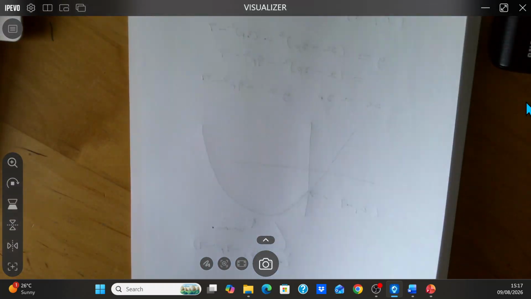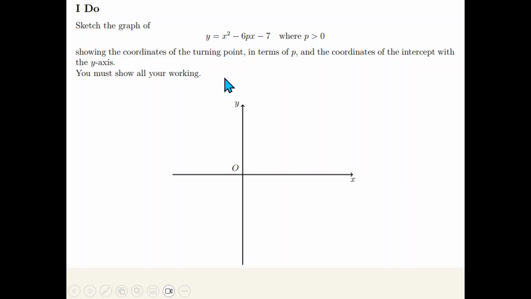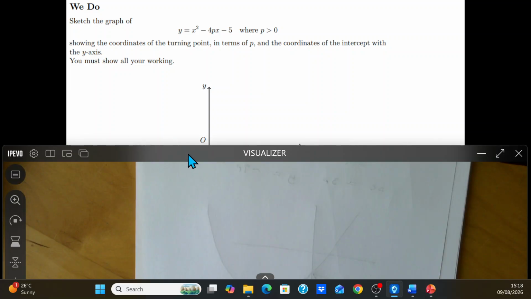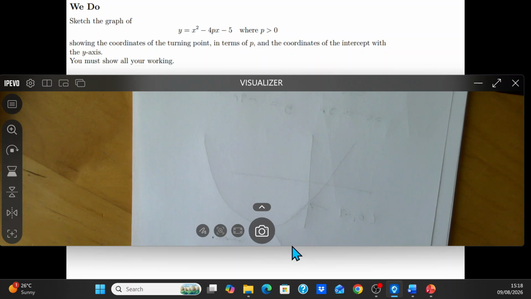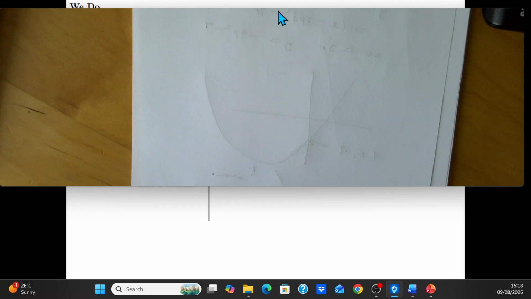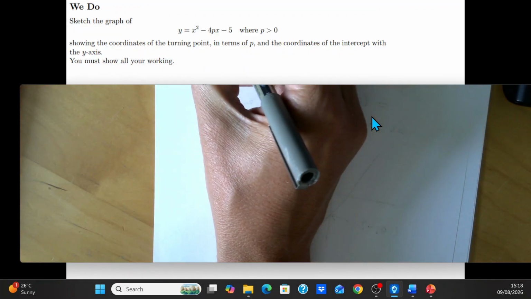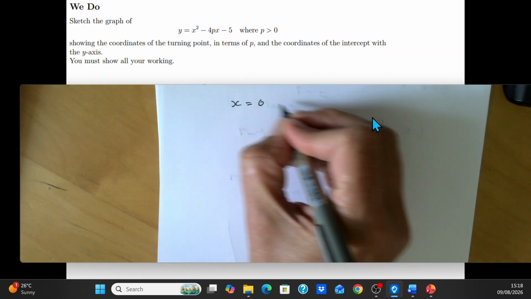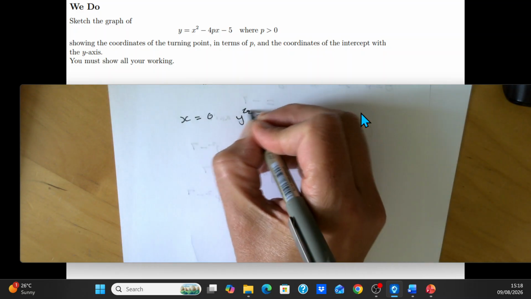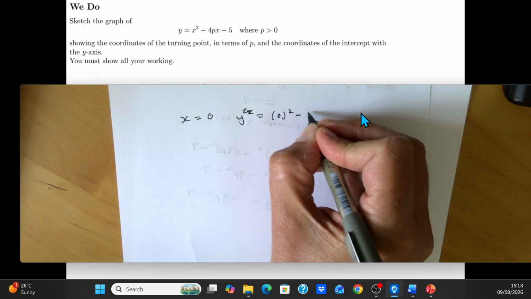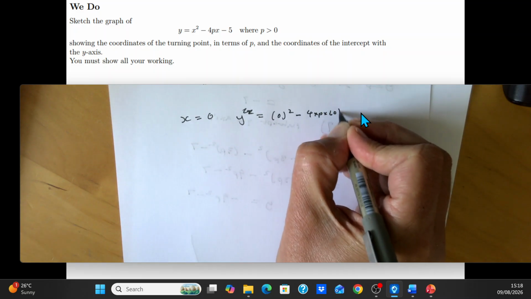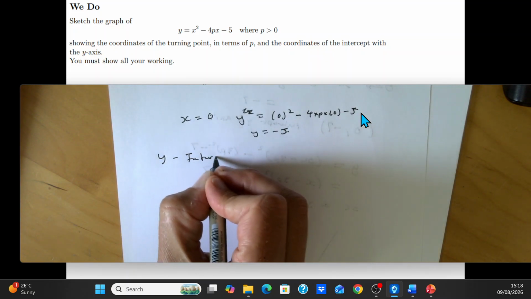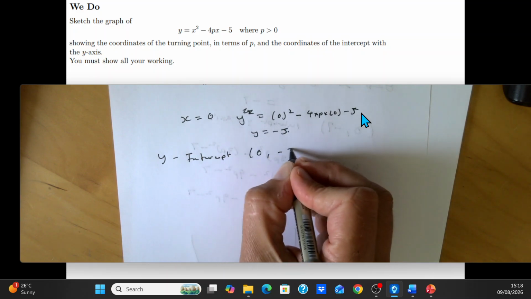Let's have a go. So let's turn over. Here we are. So what is the first bit you need to do? You need to find out where x equals 0. What does that equal? When x equals 0, y equals 0 squared, take 4 times p times 0, minus 5, so y equals minus 5. So the y-intercept is at (0, -5).